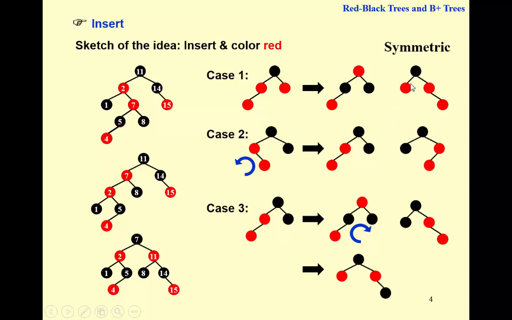Oh, well, there are also 3 other symmetric cases. So the overall performance is basically the same as what we have in the AVL tree. It's log n, since the height is big O of log n. And if we carefully implement it using iterations instead of recursions, it can run a little bit faster than the insertion in the AVL tree. But the difference is not that significant.